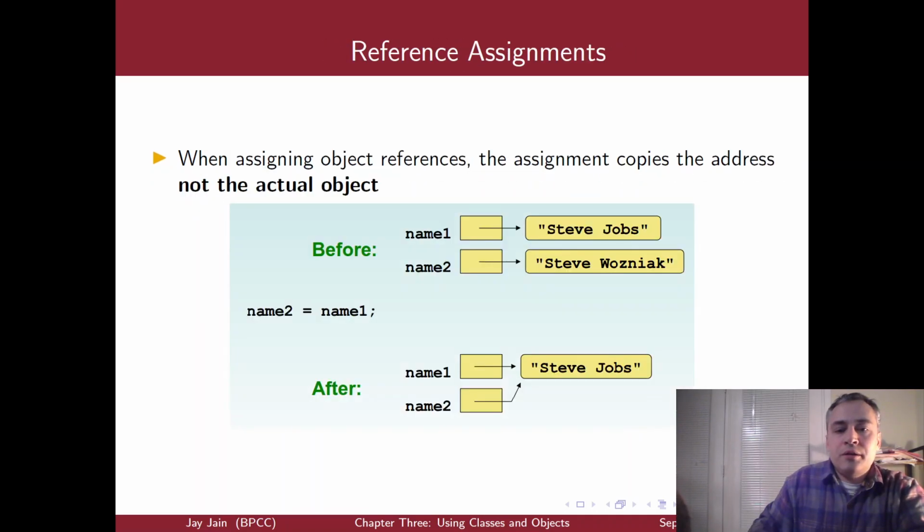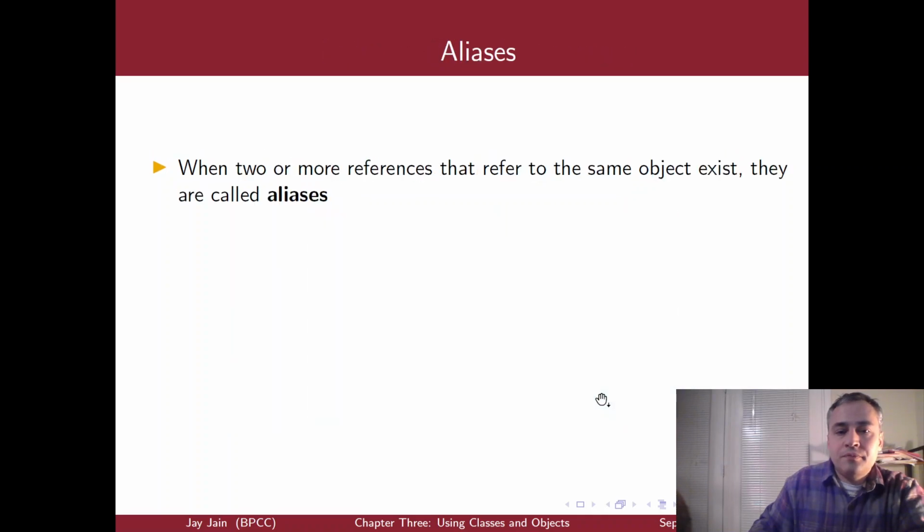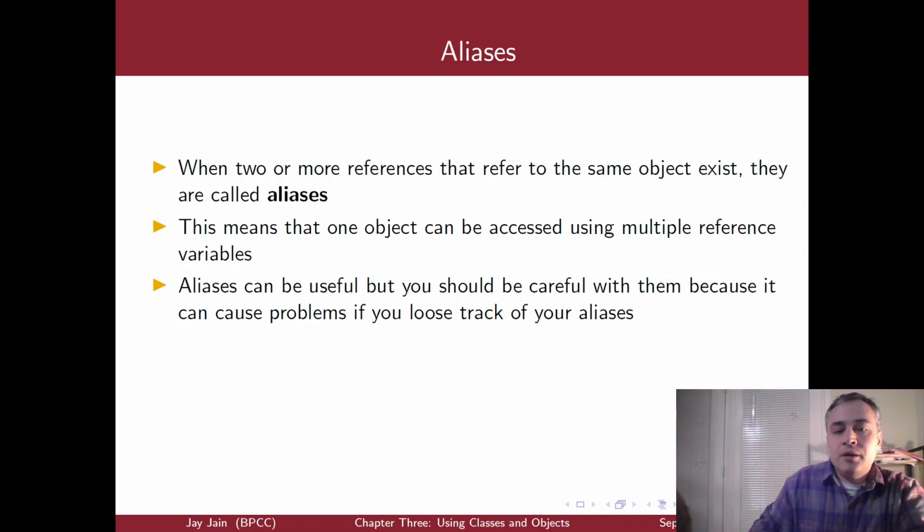Now let us go back and talk about the aliases. After we assign name2 equals name1, those are both aliases for the same object. And we can call either of these aliases dot do something to this object, and that will be done because they actually refer to the same object. Now, aliases can be useful, but you should be very careful because it's harder and harder to track them.